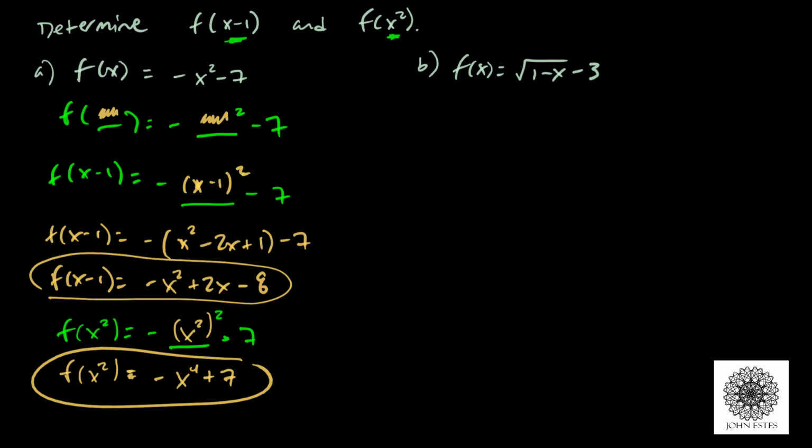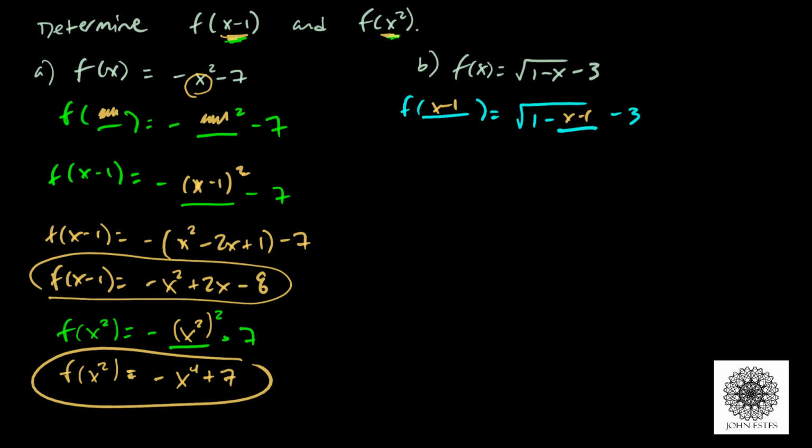Alright, so again what this means is whatever you plug into here as my input has to go into all of the x's. You replace the x with your input. So for the next one, for example, I want to first of all replace my x with x minus 1. I'm going to have the square root of 1 minus that input, minus 3. And again, I'm plugging in x minus 1 into these.